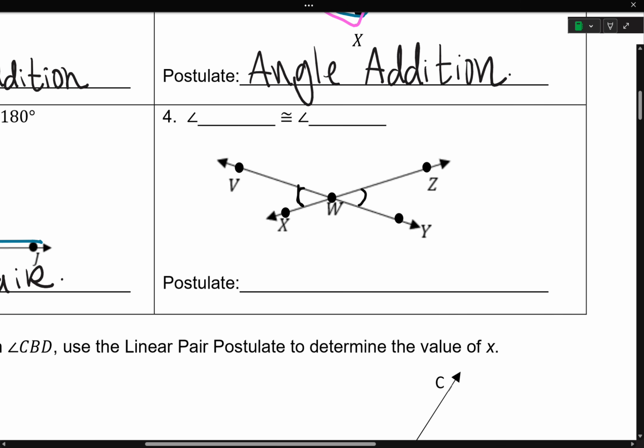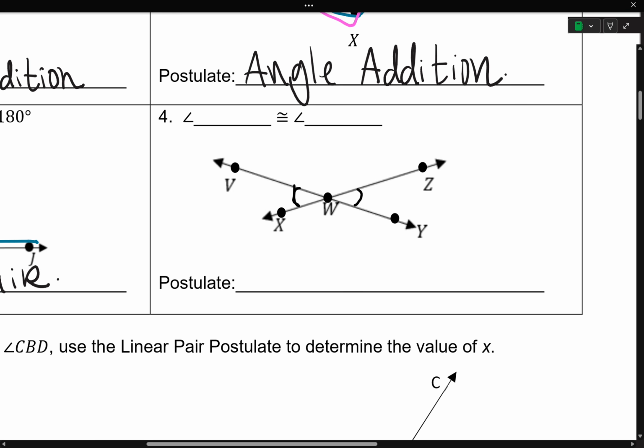Lastly, we have an angle being congruent to another angle. Let's take a look at the image. I've got two angles marked with the same arc, so we've got angle VWX congruent to angle ZWY. This is the vertical angle postulate.